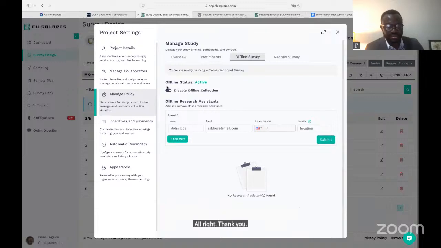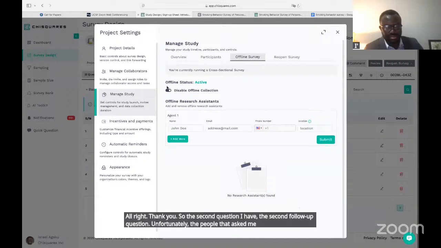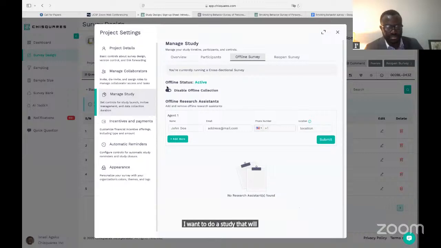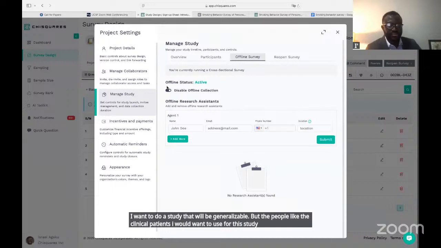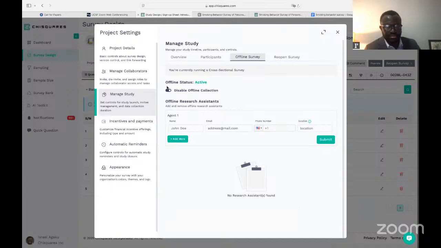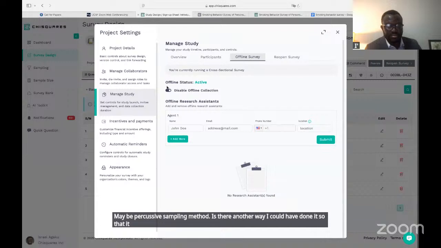So the second follow-up question, unfortunately the people that asked the question may not be here again. I want to do a study that will be generalizable, but the clinical patients I would want to use for this study are not many. Most likely, if I am even to satisfy the sample size, I have to use purposive sampling. Is there another way I could do it so that it will be more generalizable?